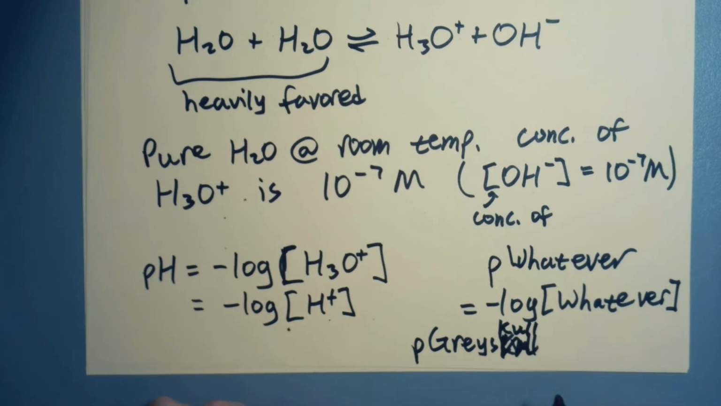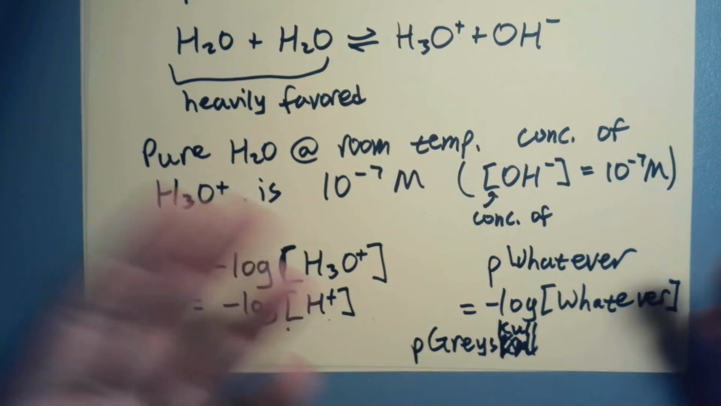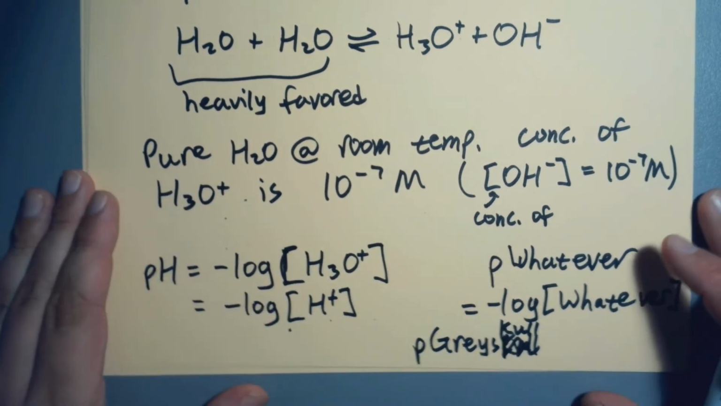That is power of gray skull, because pH means power of hydrogen, P of whatever concentration. So it's the negative log of gray skull, but it means power of gray skull. That's where the P comes from.